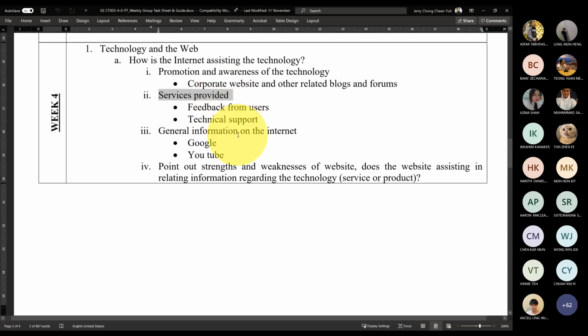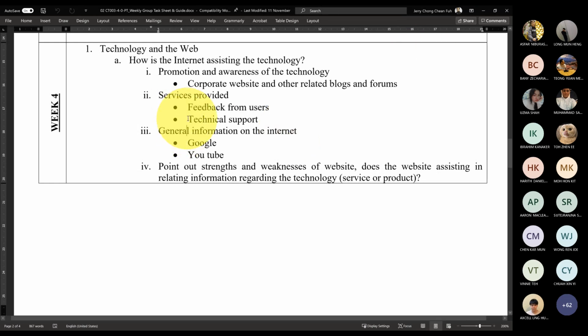Services provided. So what kind of services are provided in relation to the technology? Two points are being highlighted here. Can you find anywhere online that there is actually feedback from users about how this technology is being provided to them, with feedback from them in relation to using the technology? Are you able to find feedback online? And if you can find it, where do you find it? Are they reliable? You must always ask yourself, this information that you find online, is it reliable?